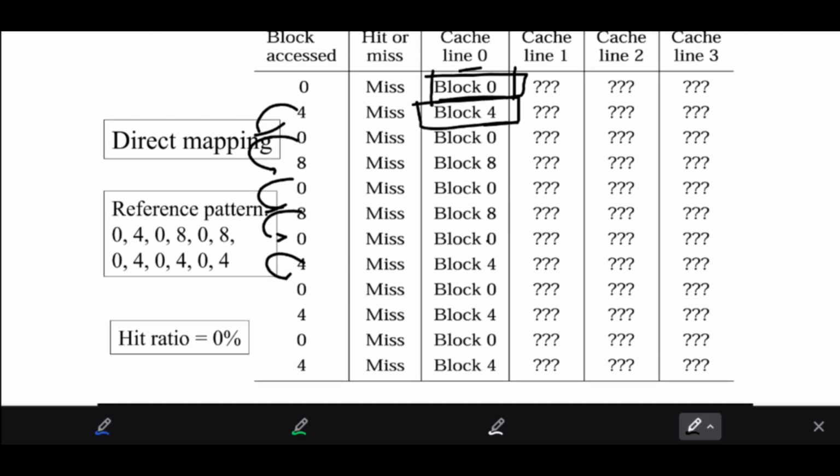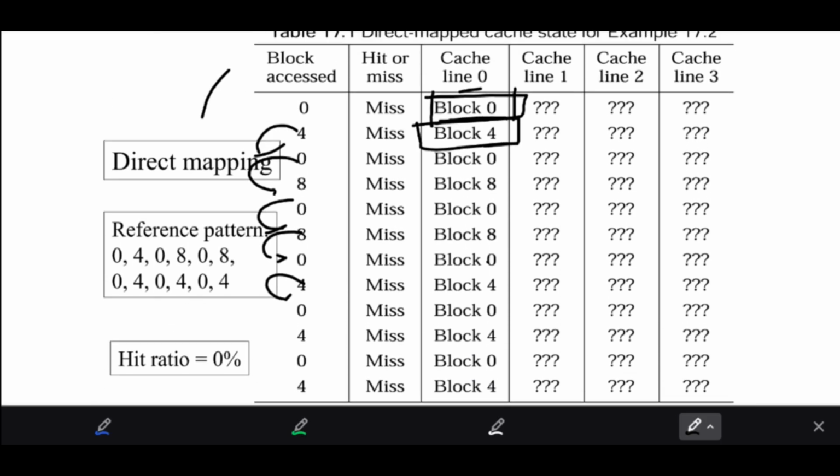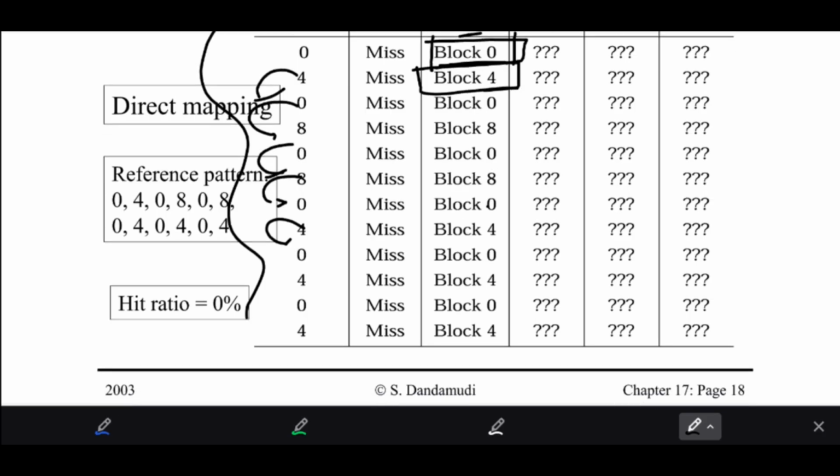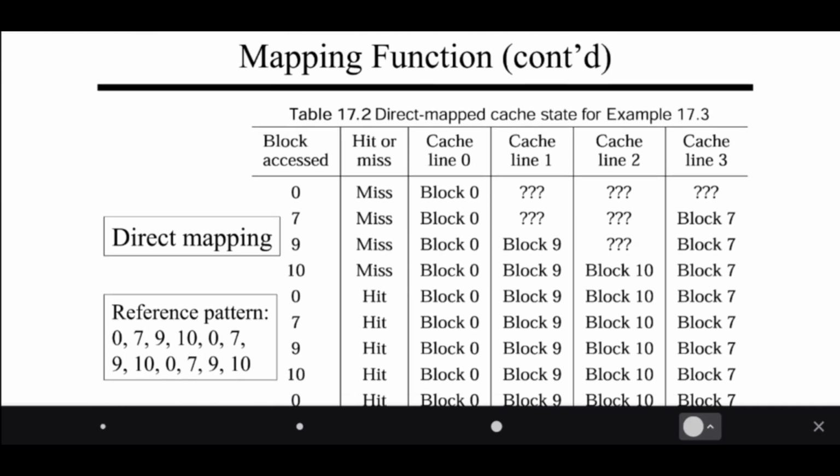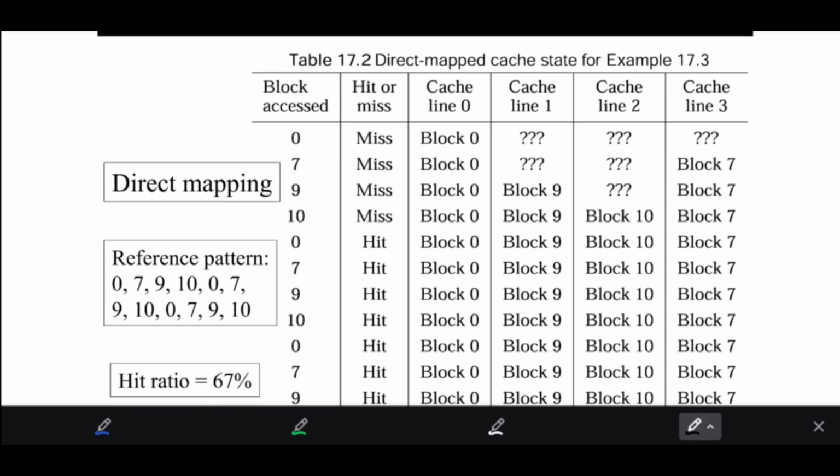You have to understand the table. Okay, let's move towards the next table. This is also direct mapping. Here is the direct mapped cache states. For example, here there are different blocks. In the zeroth block, first our cache is empty.